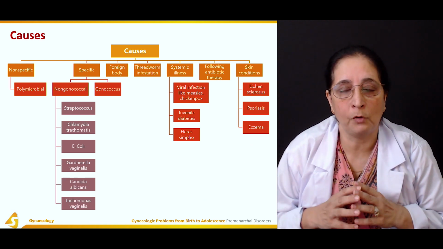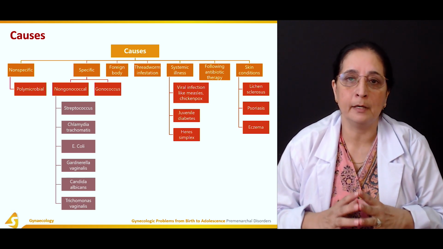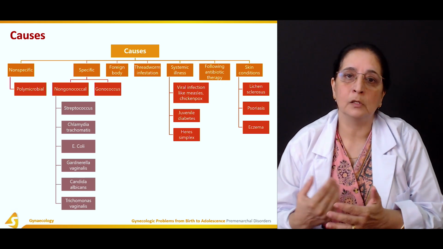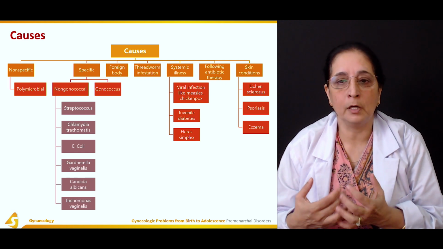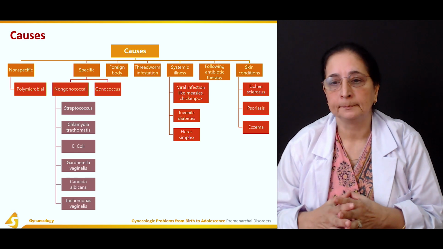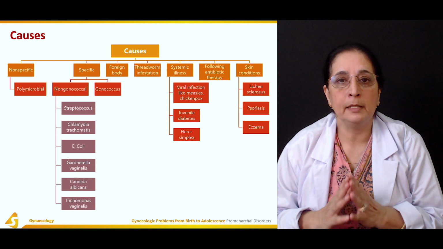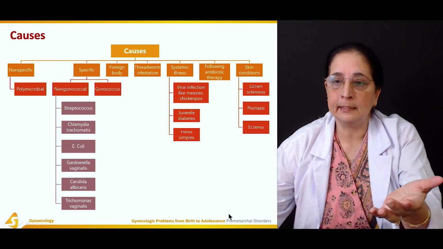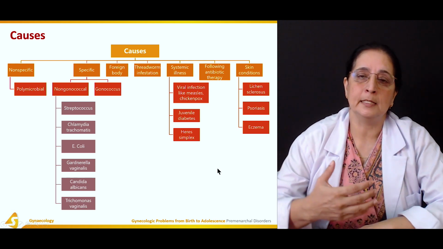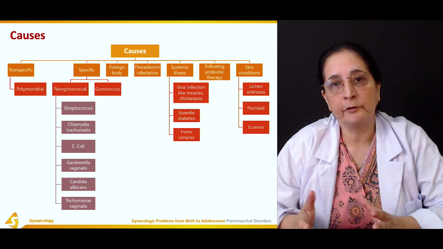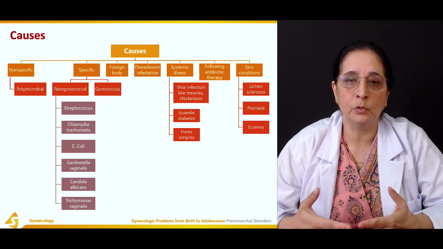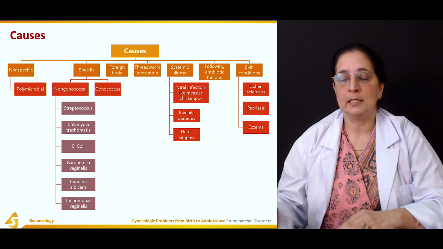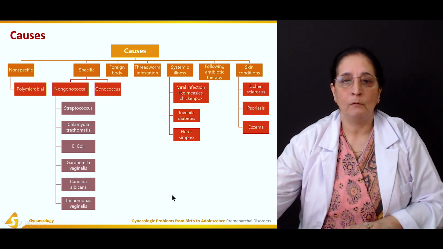So there is a wide range of causes of vulvovaginitis in premenarchal age. It can be non-specific, then we have specific, which include non-gonococcal, gonococcal, then we have some foreign bodies, some viral infections like measles, chickenpox, and juvenile diabetes. All these can lead to vulvovaginitis in premenarchal patients. Some skin conditions like lichen sclerosus and psoriasis can also affect the vulvovaginal region, and there is dryness of the skin, and it can lead to itching and pruritus, and there is redness of the skin and white scaly skin present. So as a result of these generalized skin conditions, it can affect the vulva and vagina also.